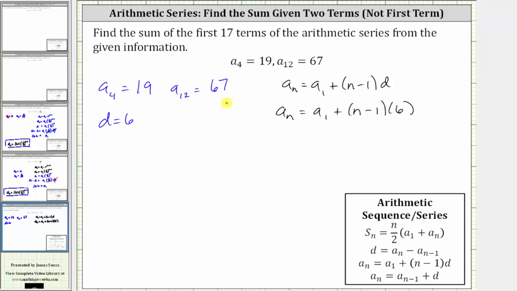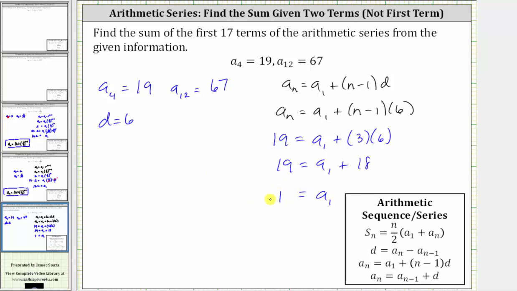So we'll substitute 19 for a sub n and 4 for n. This gives us 19 equals a sub 1 plus the quantity n minus 1 times 6, where n is 4, which gives us 3 times 6, giving us 19 equals a sub 1 plus 18. Subtracting 18 on both sides, a sub 1 is equal to 1.